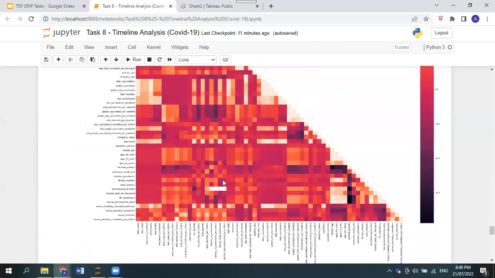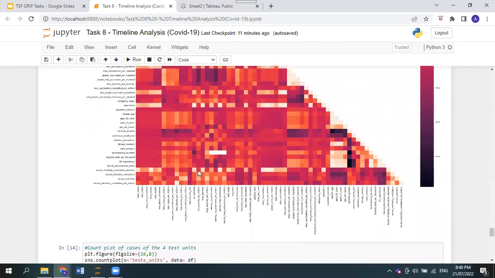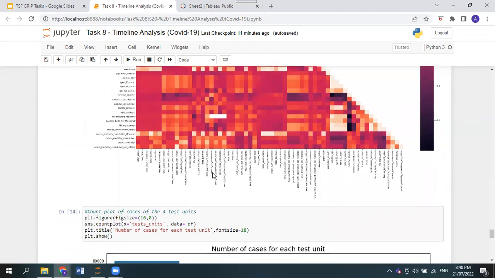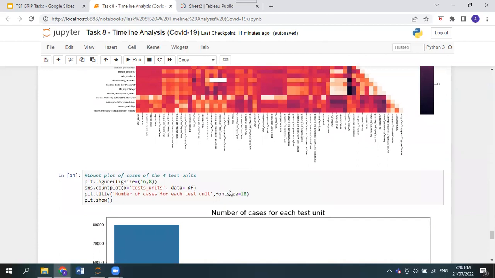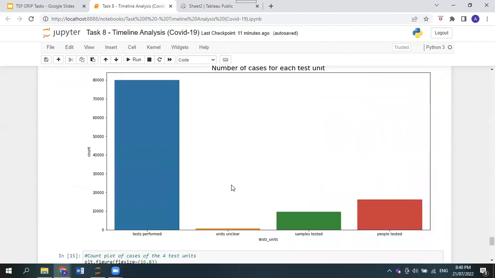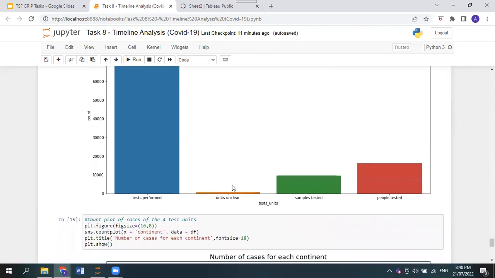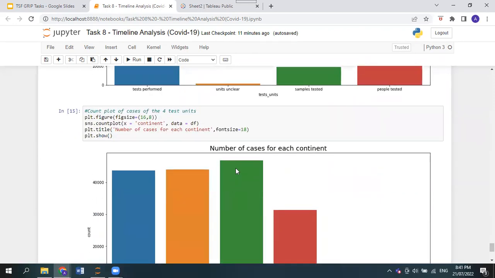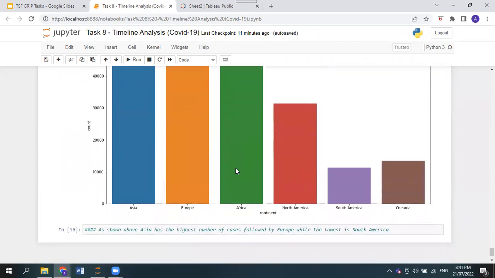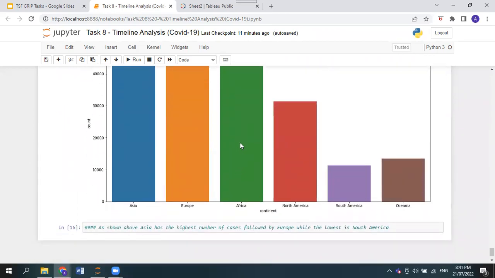Of course, there are a lot of columns, so they look very small. Here I have calculated the number of cases for each test unit. We have 4 test units. As we can see, tests performed has the majority, and units unclear has the lowest. Then we see the number of cases for each continent. Europe has the second number after Africa, and the least was South America.